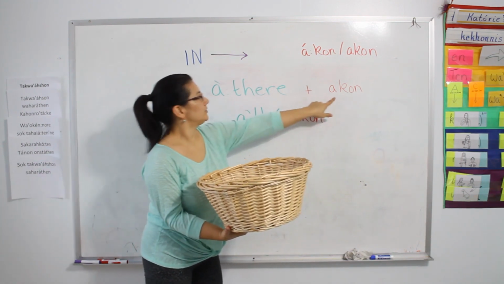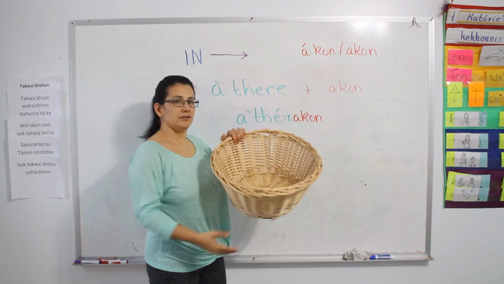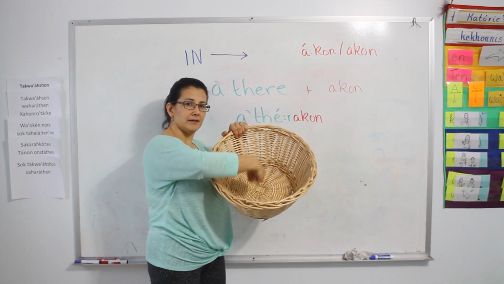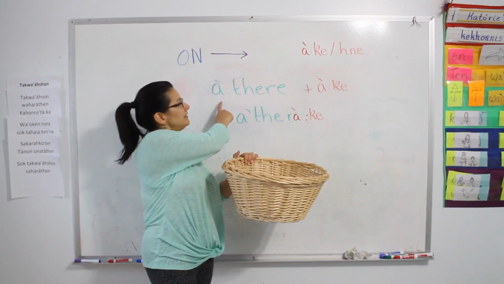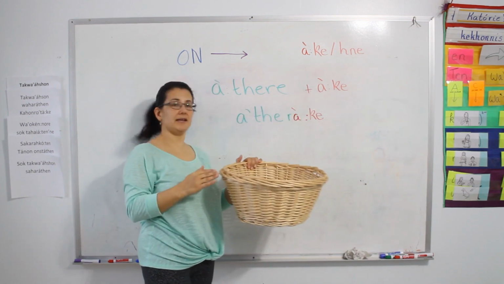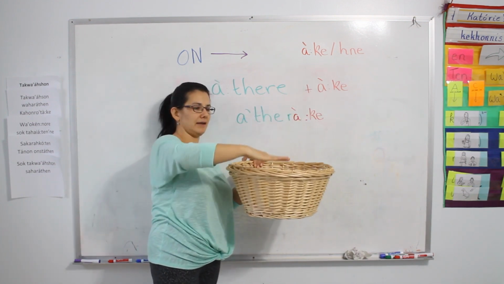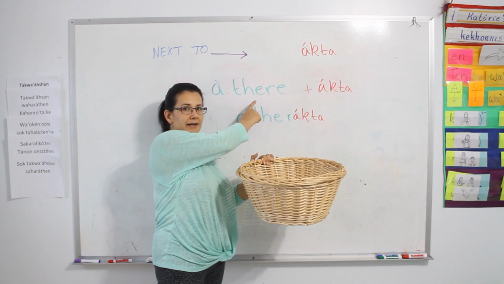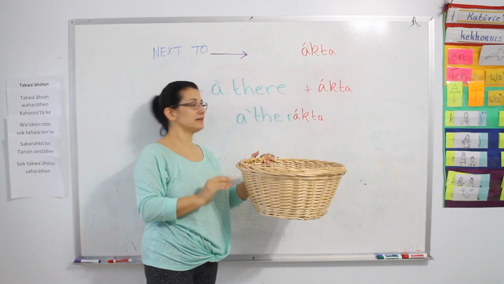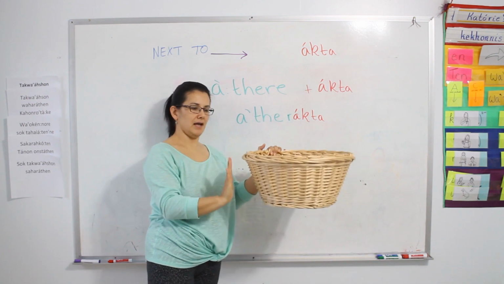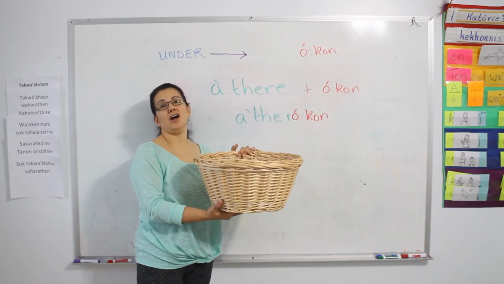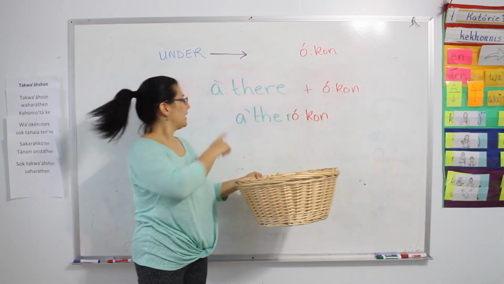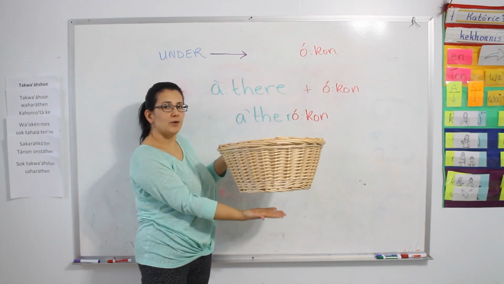So when you add agu with atere, to say inside the basket, atere agu, ateragu. And now to add atere, dano age, to say it's on the basket, aterage. And then next to the basket, so atere, dano akta. Akta meaning next to. Aterakta. Now to say under the basket, atere, dano ogu. Ogu meaning under. Aterogu.